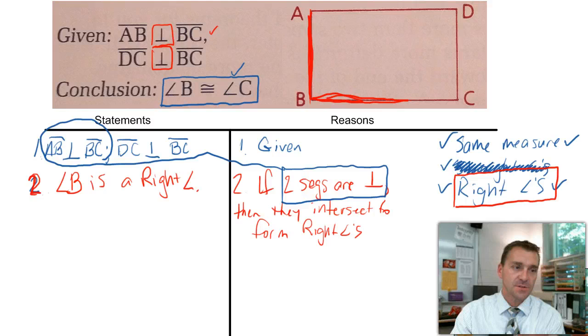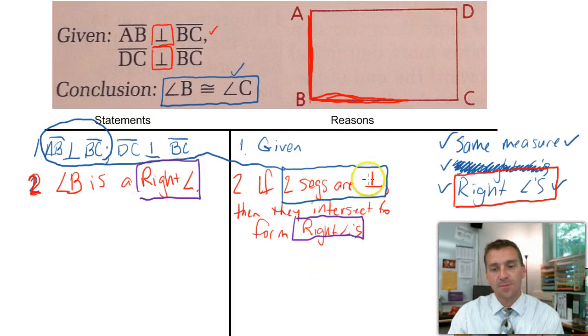I have two segments that are perpendicular. And then remember we talked about this in class too. Then this piece right here better connect with what we just stated to be true over here. And I have it right there. So if two segments are perpendicular and they intersect to form right angles. You could actually just say a right angle too. Either one's fine. So that takes care of angle B.